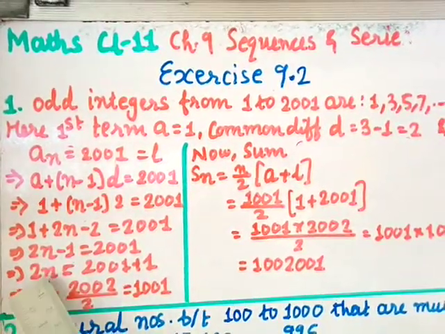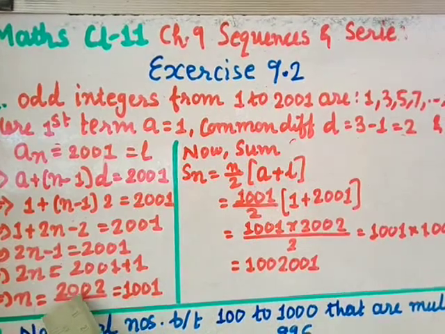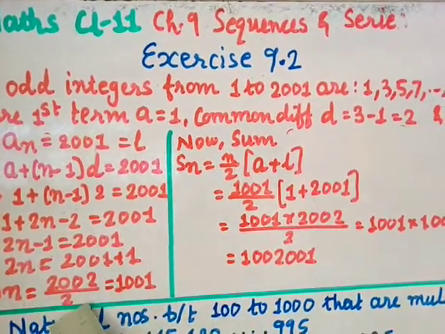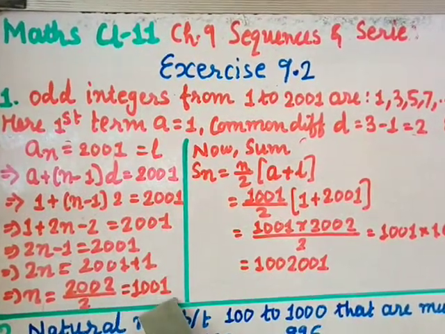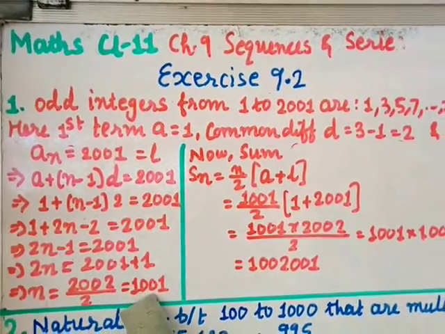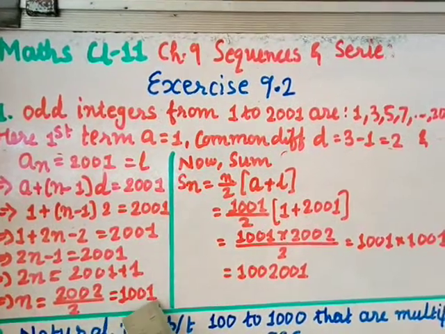So we get here 2n equal to 2002, and if I transfer this 2 over here, it will go in the denominator. So if you divide 2002 by 2, you get 1001. So n value is 1001. So the number of elements is 1001.